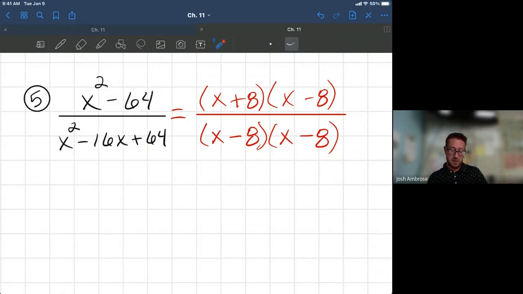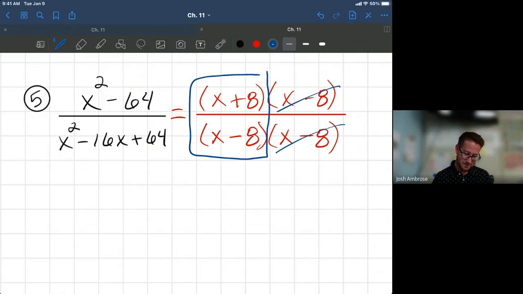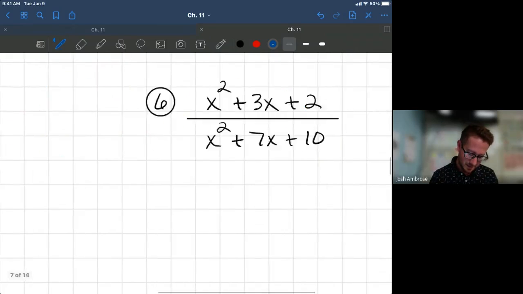They can cross out. This x minus 8 has to be left behind. You can't cross out 2 of them with only 1 on top. That's not the case. This is an x plus 8, x minus 8. They're not identical. But these guys, x minus 8, x minus 8, they're gone. The whole expression is gone. This is what you have left over. X plus 8 over x minus 8. Boom. Done.